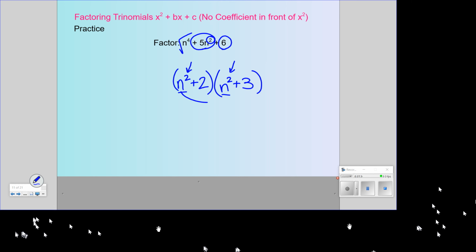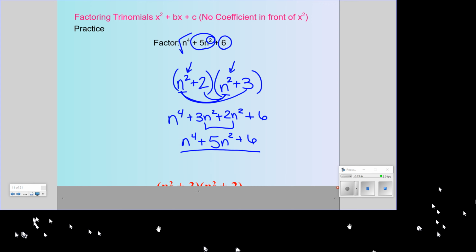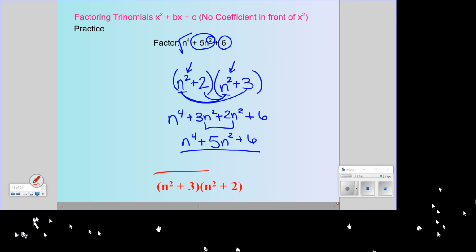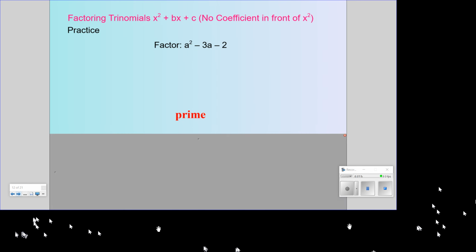But if we did multiply this one back out, you'd get n to the 4th plus 3n squared plus 2n squared plus 6. Those can combine because they're like terms. And there we are. So we have factored properly, and that's our solution. So that's a way to figure out your opening positions of the binomials if that exponent's not a squared.